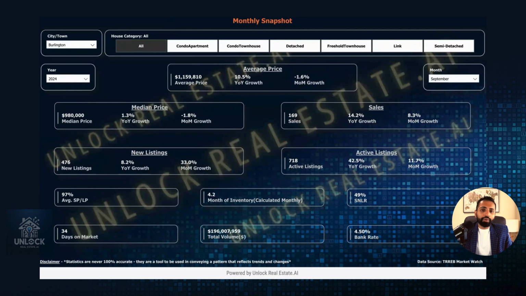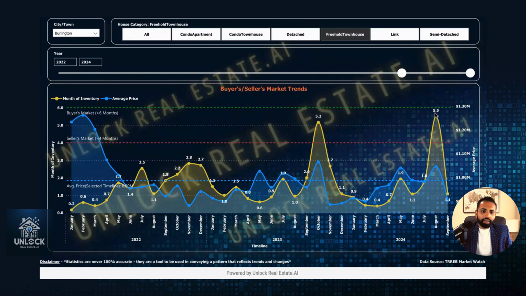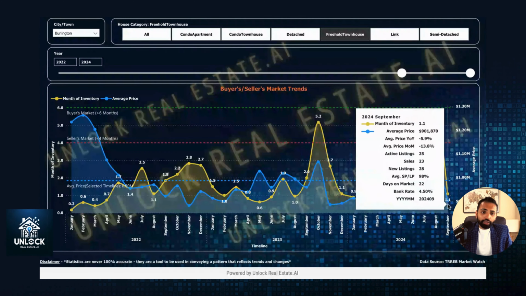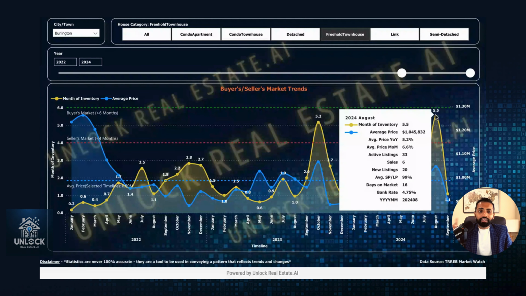Now let me tell you a little bit about freehold townhouses. Look at this. Prices also dip. Inventory dips, prices dip, but there is always a lag on the emotional side. Last month the inventory was sitting around 5.5. People have so many options, though the numbers are small because the overall freehold townhouse segment of Burlington is small. So 5.5 months. This time it was sitting around 5.2 months last year in October.